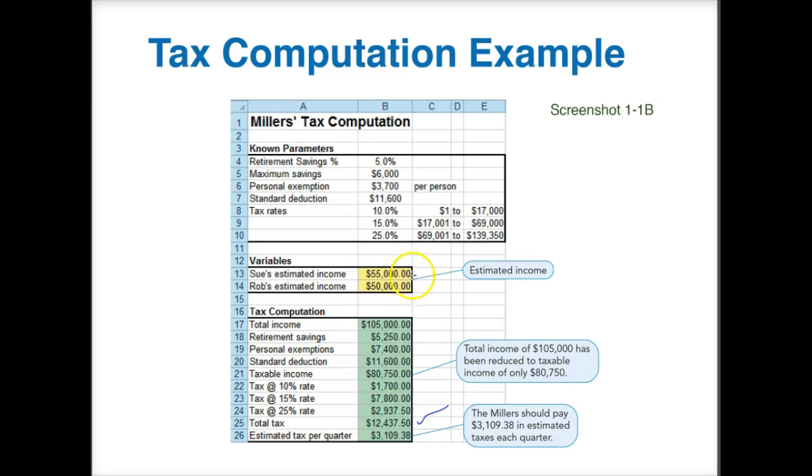Since they made over $100,000 a year, that's one of the reasons why they were in the 25% tax bracket, because the 25% tax bracket is defined as income that's over $69,000 but less than or equal to $139,350. Okay.